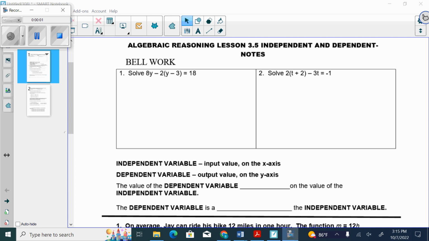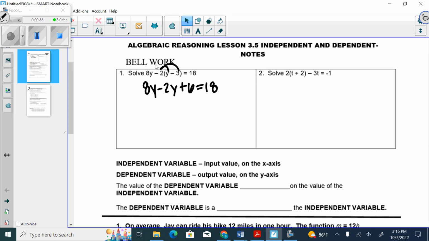So on these first few, what was our first step in solving, guys? Distributing. Very good. Okay. So I'm going to distribute that -2 into my parentheses. So I have 8y. -2 times y would be -2y. Good. And -2 times -3 is +6. Good. Equals 18.